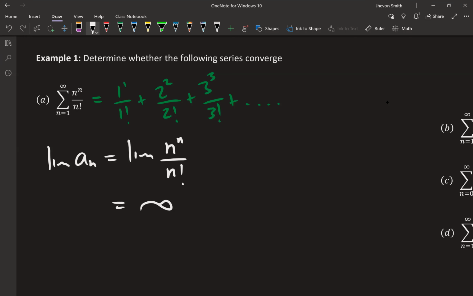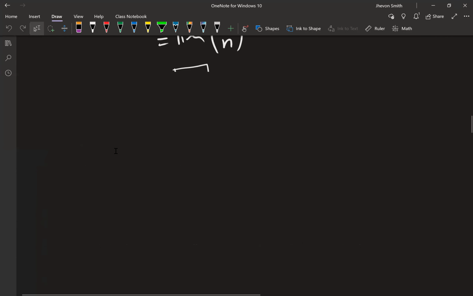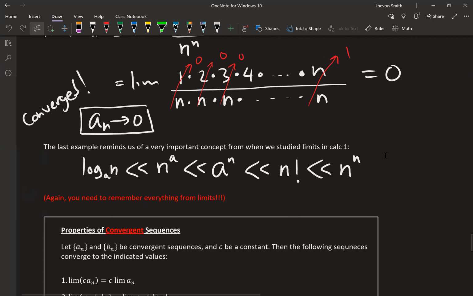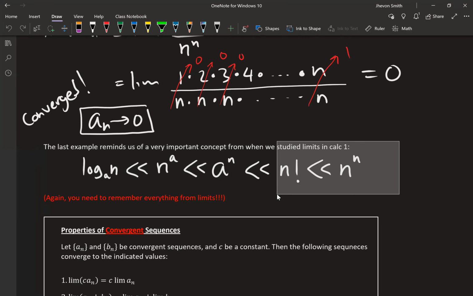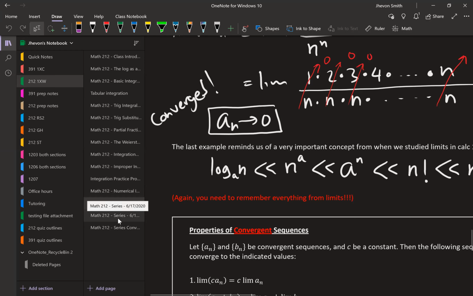Infinity. Good. So remember, that comes from what we remember about limits from before. So this thing, we're using this idea right here. So n to the n is much larger than n factorial, as you can see here. So the numerator is going to overwhelm the denominator, and that limit is going to infinity.